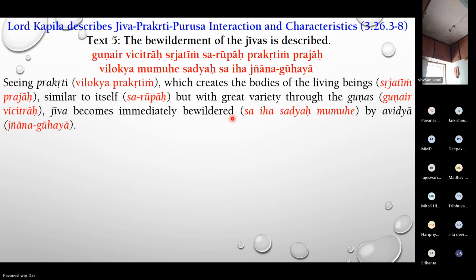Seeing Prakriti, which creates bodies of the living beings, similar to itself, but with great variety through the gunas, Jiva becomes immediately bewildered by avidya. So the understanding is, when Mahavishnu glanced upon Prakriti, through that glance, Mahavishnu impregnated Prakriti with the unlimited living entities. First of all, Prakriti gives rise to 24 elements. Then by combining them, Mahavishnu forms unlimited universes.